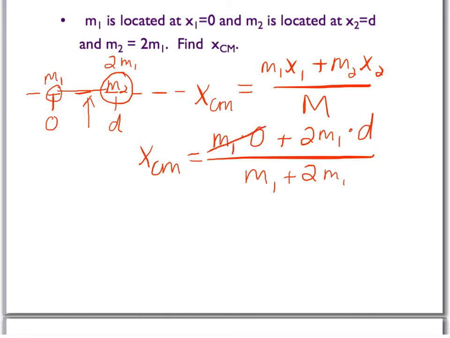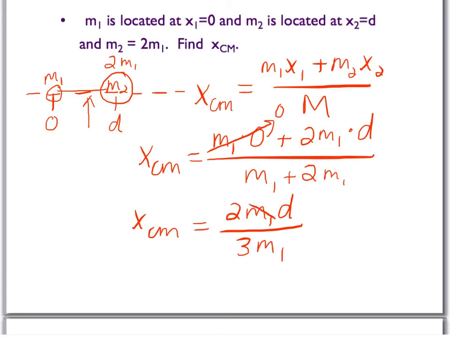Now this term, because m1 was located at 0, goes to 0. And what we are left with as we begin to simplify this problem is 2m1d on top, and we have a 3m1 on bottom. The m1's cancel out, and we're basically left with the center of mass being at 2/3 d.